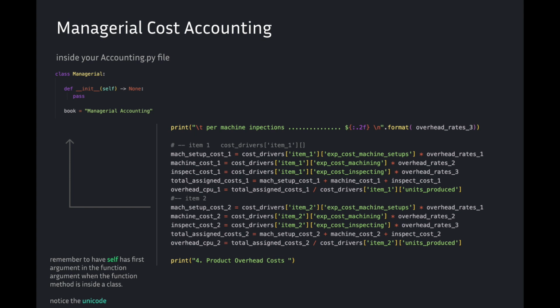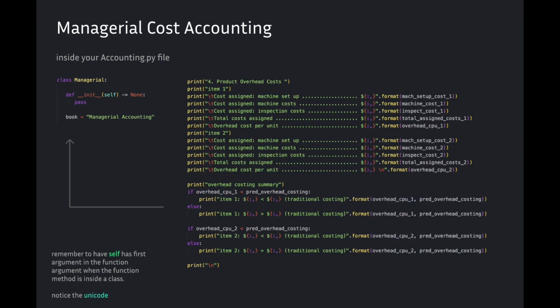Repeat this process for item 2. Copy the code and change the 1 to the number 2. We print out the information for step 4, which shows the costs for both items manufactured. At the bottom we have a conditional statement for each item comparing traditional costing.